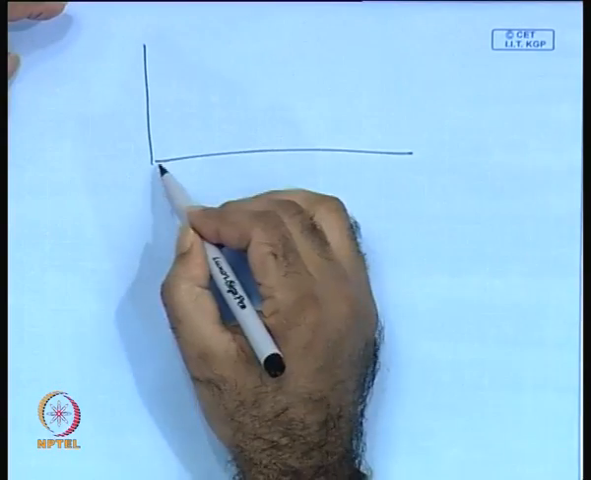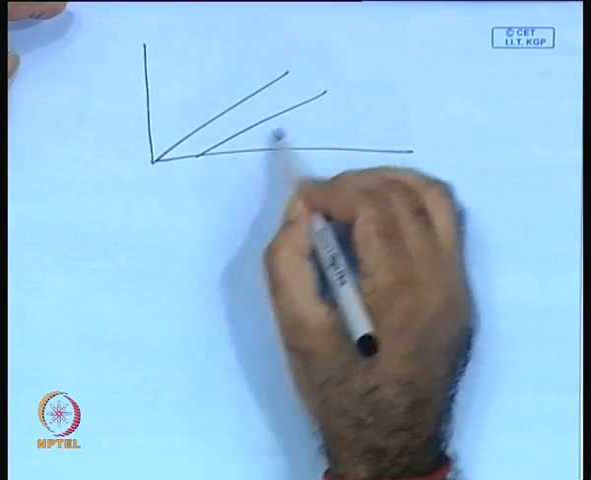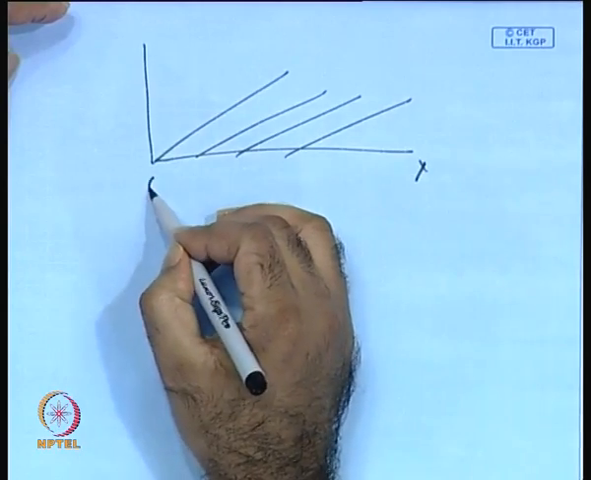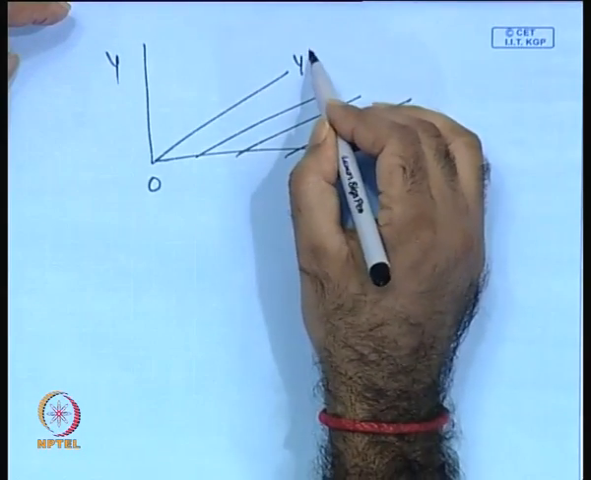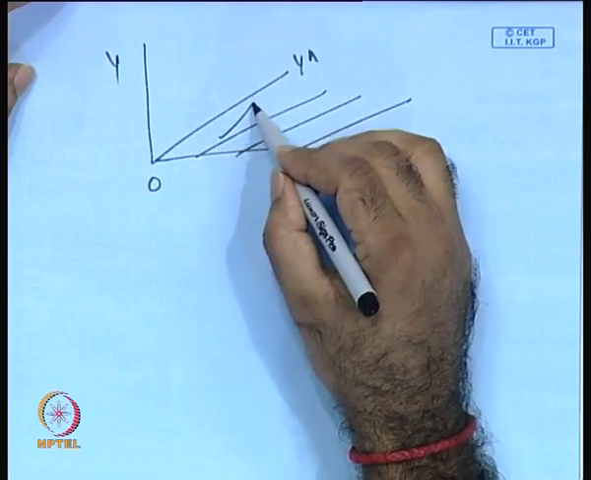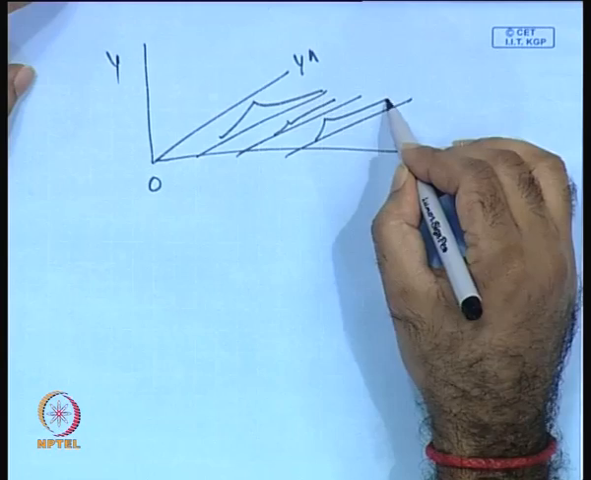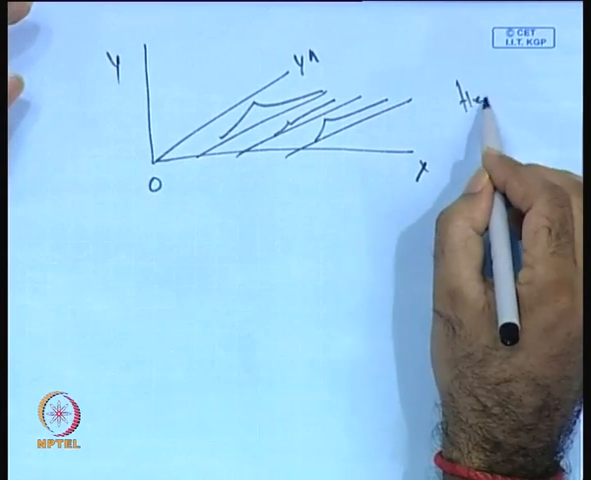But you see, I will take another case here. Okay, another 3-dimensional picture. So this is x, this is o, y, this is y hat. Okay, so then I will draw like this. Okay, this is purely a heteroscedasticity problem.